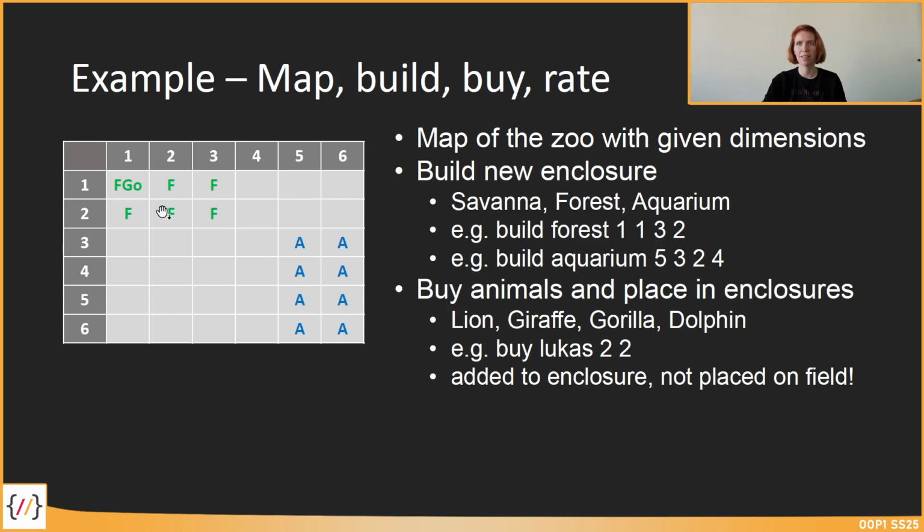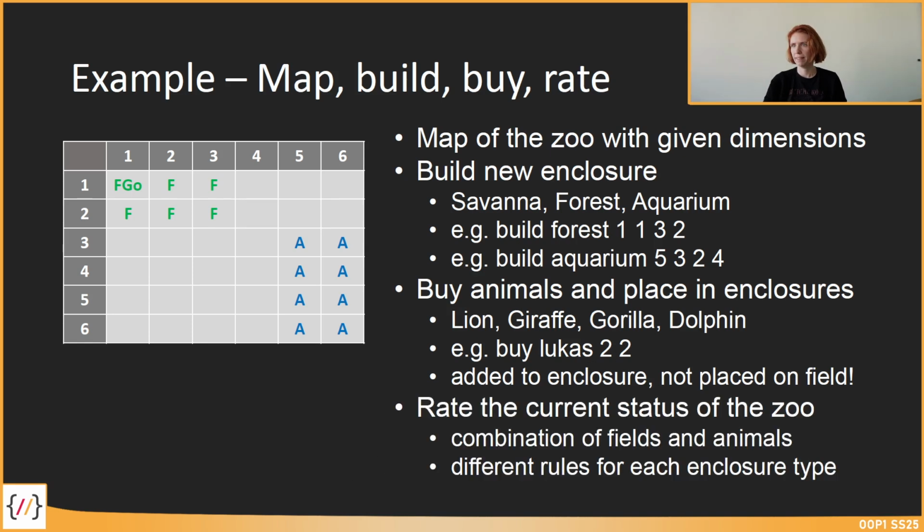So if I add another gorilla to this enclosure, for example here, it would then be afterwards listed in this field because this is the second field in the list. It does not matter. The coordinates down here only specify which enclosure the animal should be added to.